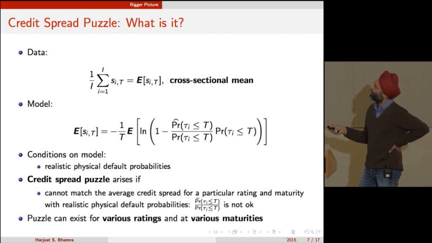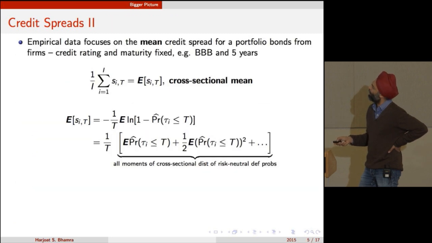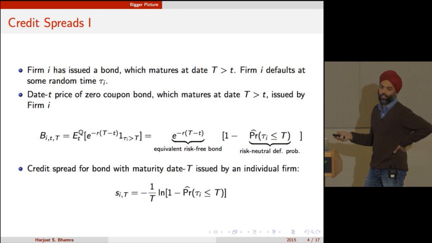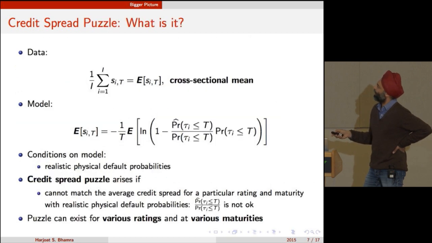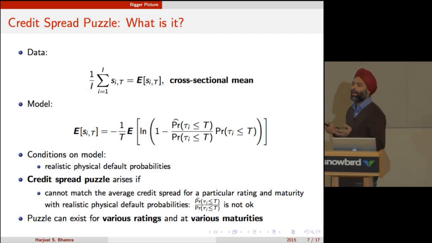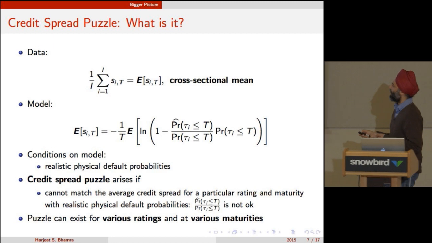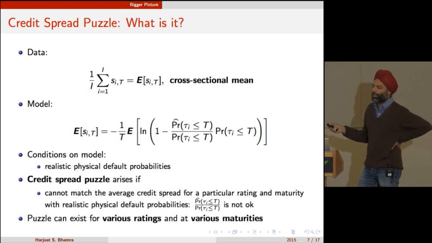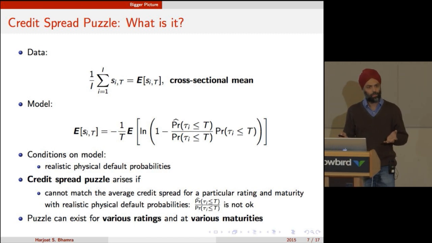Now what I've done here is, if you compare it with the expression I showed you earlier, I'm making sure I'm taking a cross-sectional mean, so the bold E appears. And then I'm going to introduce a physical default probability. So basically, I'm going to divide this risk-neutral default probability by a physical default probability. And of course, if I divide by it, if it's not actually there, I've got to multiply by it. So now you can start thinking about how we match these kinds of models to the data. If you want to put conditions on a model, it would be sensible to say, look, this physical default probability had better be realistic.